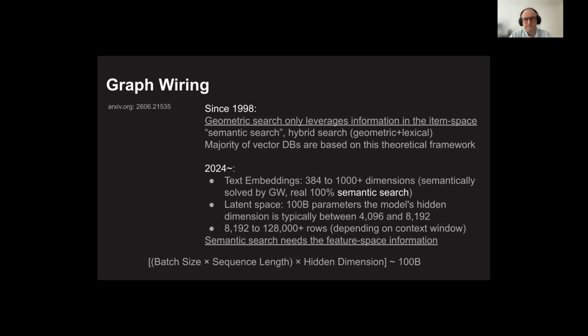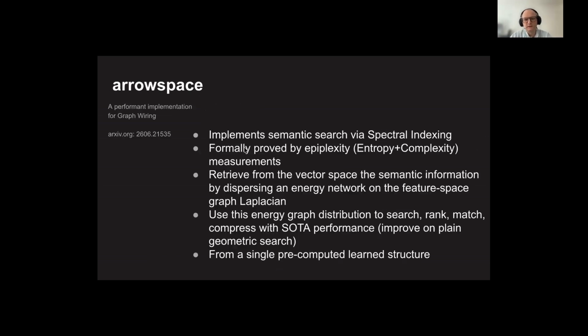Geometric search was initially designed and developed for spaces up to 10 or 20 dimensions, and can work best, we found, up to 30, 40 dimensions. But once high dimensionality is involved, there is something missing. We found that some more information can be added to the table, and that's why we developed graph wiring. Arrowspace is the implementation of graph wiring, and in particular, we developed something called spectral indexing.